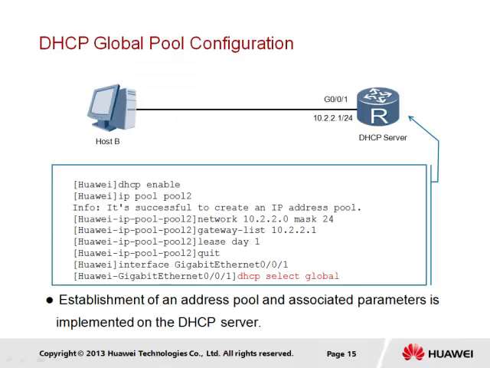In comparison, we can take a look at the means of configuring a global address pool. This again involves the enabling of the DHCP service, if it is not already active, and the creation of a pool. Once the pool is created, a pool range is assigned using the network command under the IP pool view. The gateway list defines the IP gateway address that should be used by the client, and additionally we have a lease period of 1 day, which happens to be the default lease period. Under the interface via which host B is reached, the command DHCP select global is used.